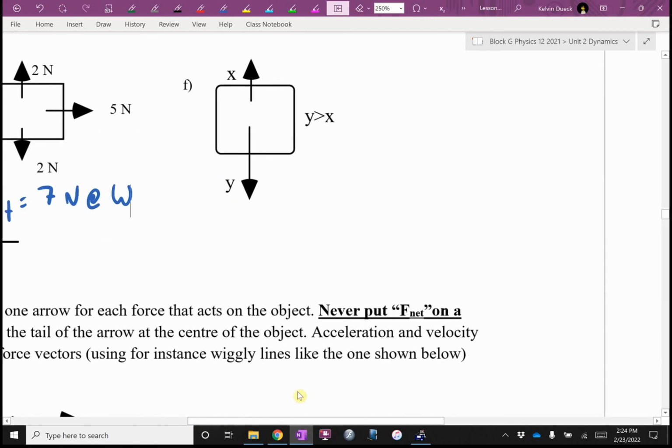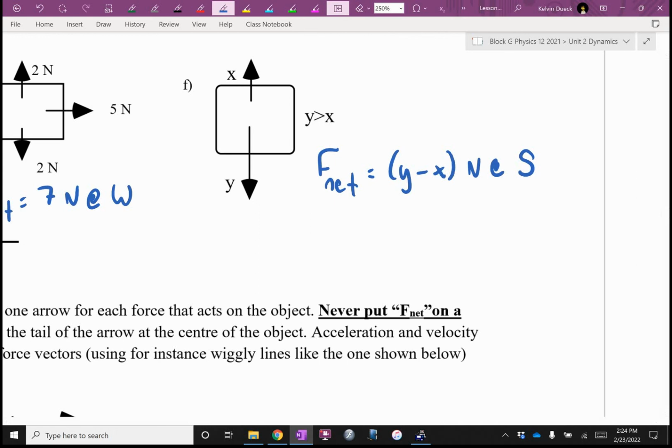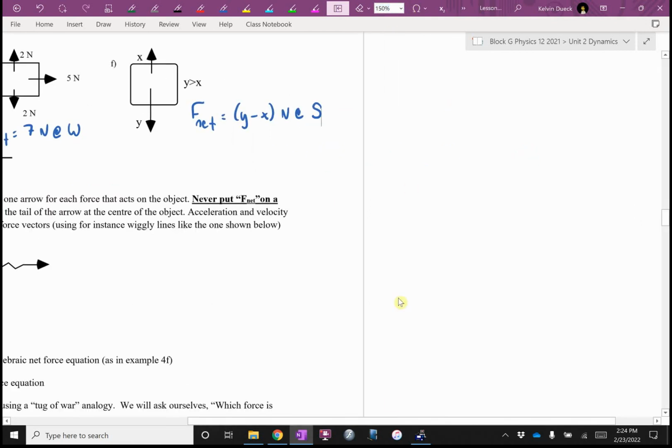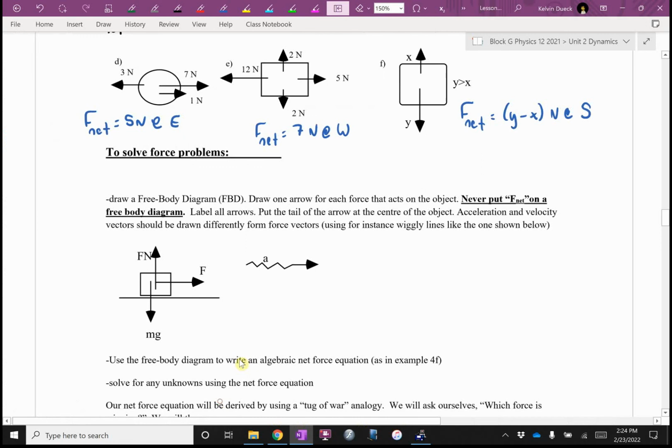How would you find this? Y minus X newtons south. And this is last year, winner minus loser. I was really sneaking that in as vector mathematics. Hey, Mr. Duick, what if the forces are at angles to each other? Oh, did I say angles? Everybody? Components. We'll get there.